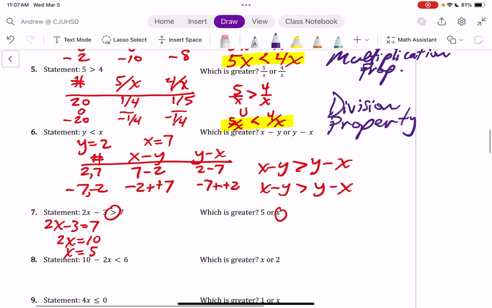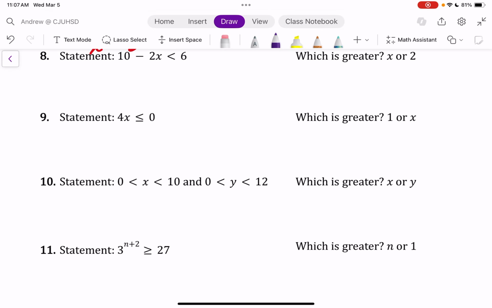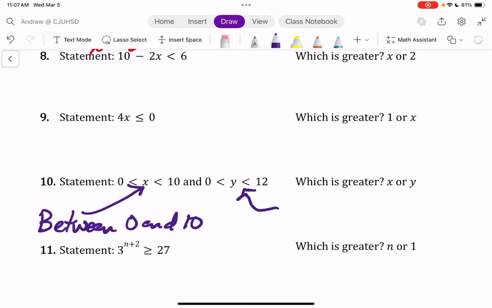Okay, there's one other problem I want to show you real quick, and it's this number 10. When you see this, so you have 2 less thans, you have x in the middle, and numbers on the outside. What that means is we're talking about any number between 0 and 10. And for y over here, this is any number between 0 and 12. I just wanted you to be aware of that because we use that quite a lot.